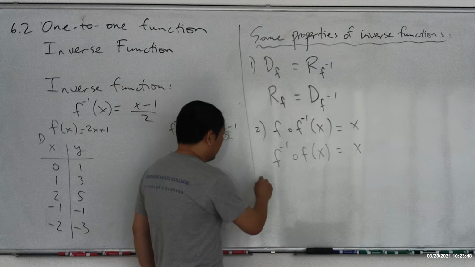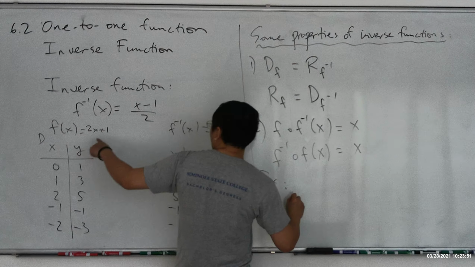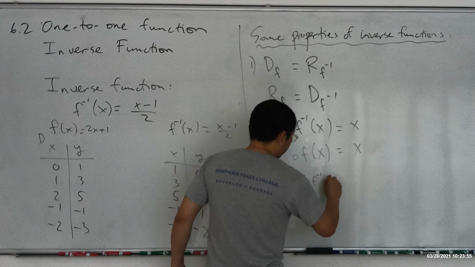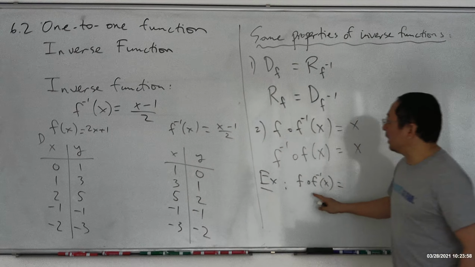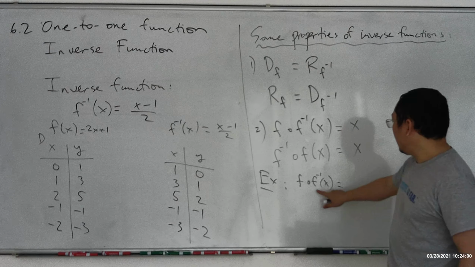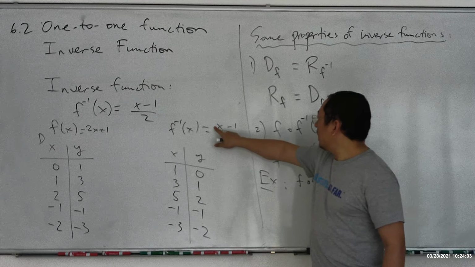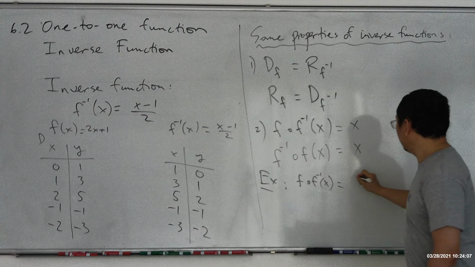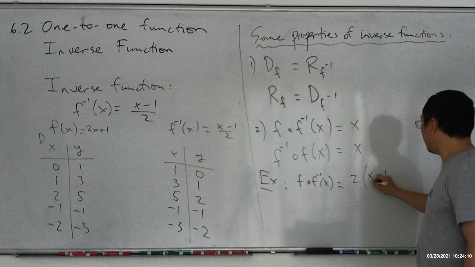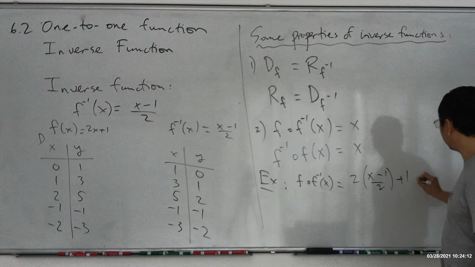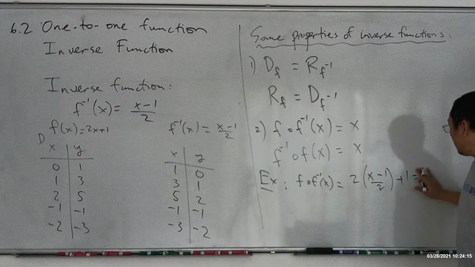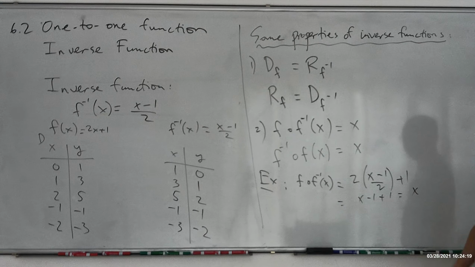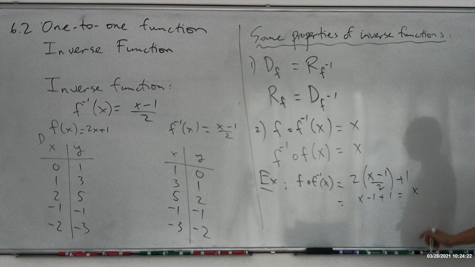Let me give you an example before I move on. I'm going to use the same example right here. f composed f inverse of x. We learned that before in section 6.1. f inverse of x is x minus 1 over 2, right? And this becomes the input for f. So it's going to be 2 times (x minus 1 over 2) and then plus 1. And you can simplify this. The 2s cancel out, then x minus 1 plus 1, which is equal to x. See? f of f inverse of x equals x.